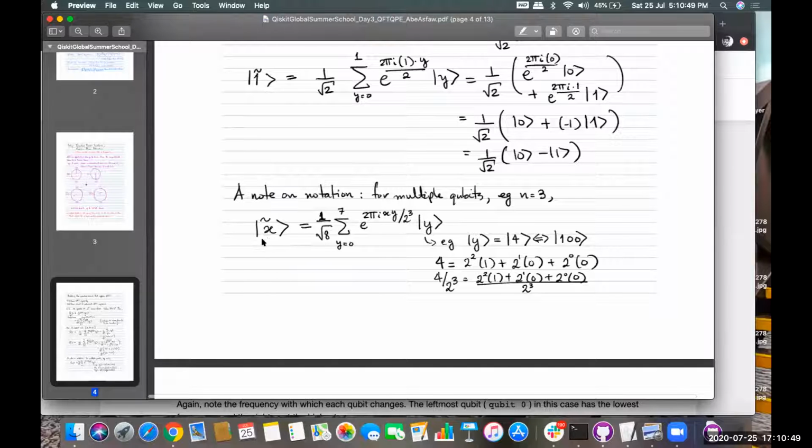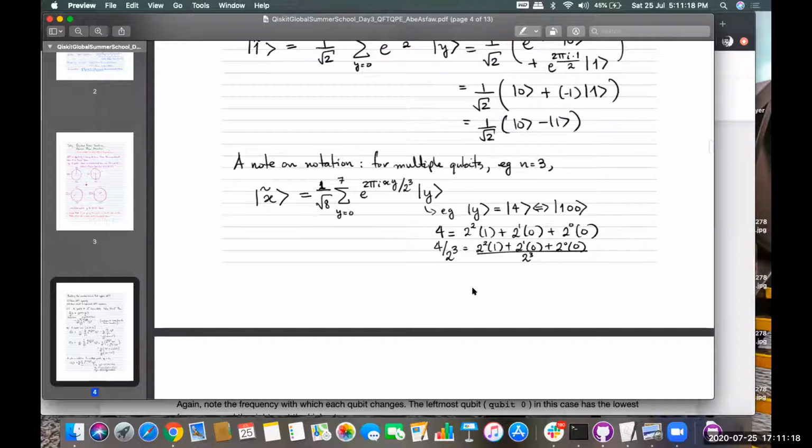If I have to find a generalized formula for x tilde, that will be given by 1 by root 8, summation of y equal to 0 to 7, e to the power 2 pi i xy divided by 2 to the power 3, ket of y. Here 2 to the power 3 is nothing but n. When we start substituting values for x and y and calculate the values at different superposition states after applying the quantum Fourier transformation, we will get some values out of it.